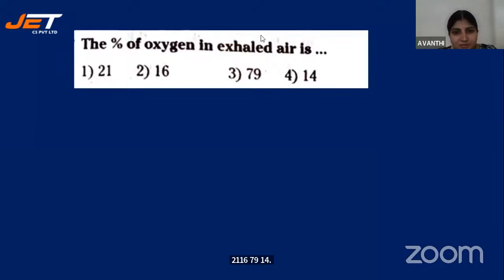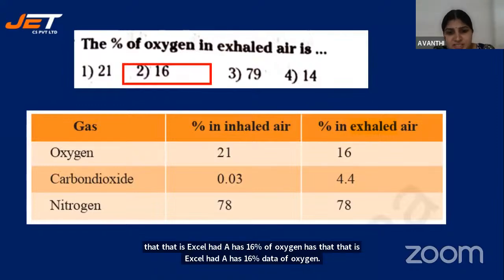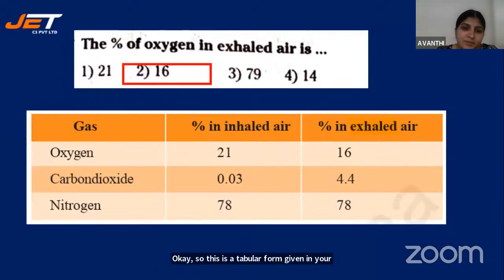Very good, Agnivesh. It's not 21, Nana. Manohar is correct. It is 16%, children. Exhaled air has 16% of oxygen. So this is a tabular form given in your textbook. You can check your textbook. Be thorough with this tabular form. Now, oxygen is asked. You may get CO2 or nitrogen also. Okay.